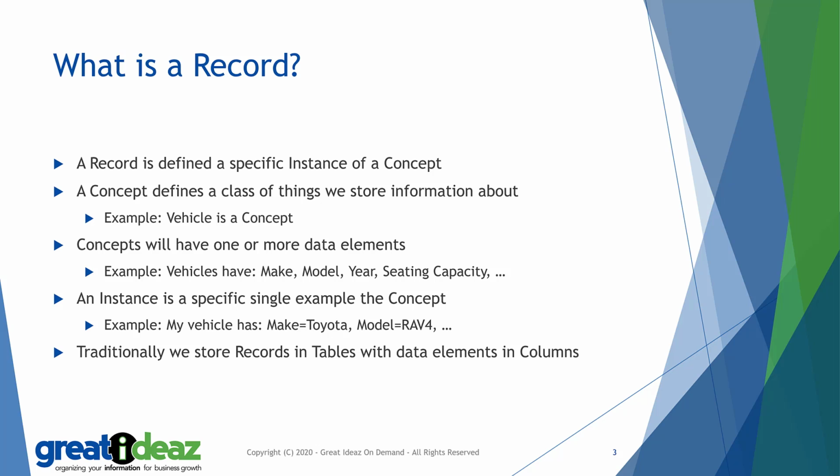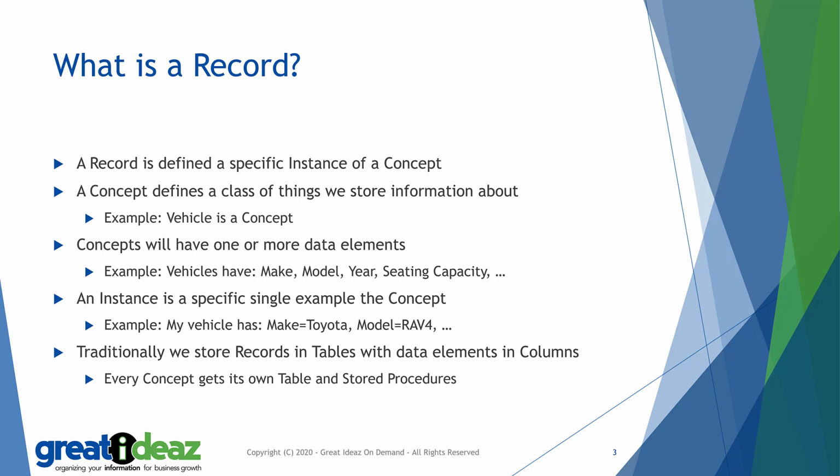So when you think about concepts and instances, traditionally we're going to store records in tables with data elements in columns. How does that relate? In a traditional application, every concept is going to get its own table. And associated with that table, there will be a number of columns which will map to the data elements that we described above. So I would expect that if my database needed to deal with a vehicles concept, that I would have a vehicles table. And within that table, there would be columns for make, model, year, seating capacity, etc.